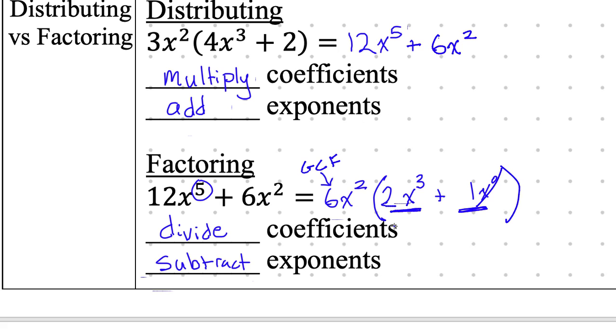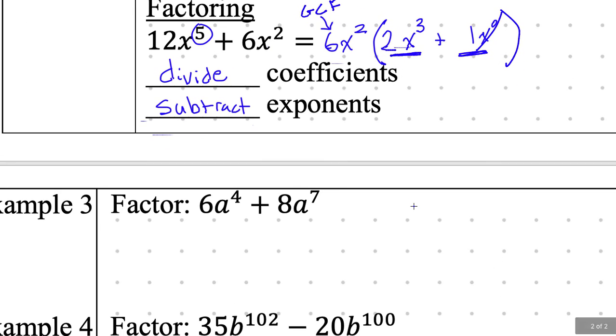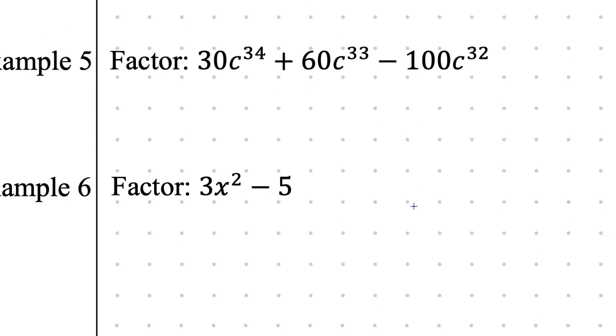That is the way that you factor it. You have done your first factoring problem. 12x to the power of 5 plus 6x squared is 6x squared times the quantity of 2x to the power of 3 plus 1. All right, so do example 3, 4, 5, and 6 on your own.